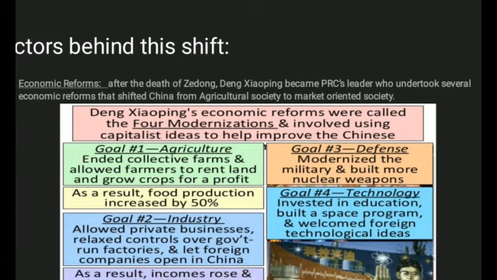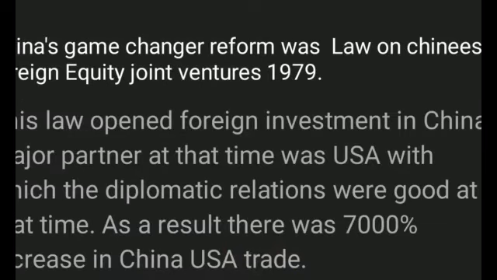Goal 3, defense: modernization of the military and building more nuclear weapons. Goal 4, technology. They invested more in education, built a space program and welcomed foreign technological ideas.